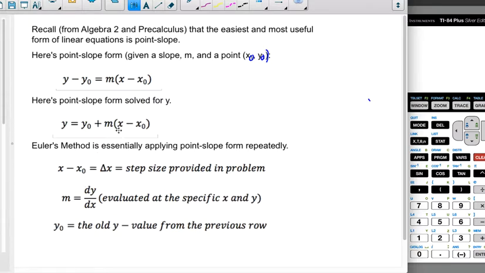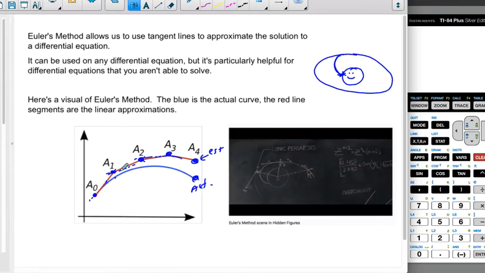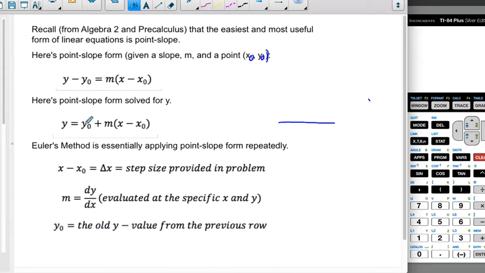So x minus x naught can be written as change in x, or delta x, which is the step size that'll be provided in the problem, right? It's the distance between one x and the next x, right? So if we go back here for a sec, here's an x value, here's the next x value, this would be my change in x, right? It would be the new x minus the old x value would be change in x. The m is dy dx, right? We've talked about that before, where we have slope is the same as change in y over change in x, but evaluated at a specific x and y.